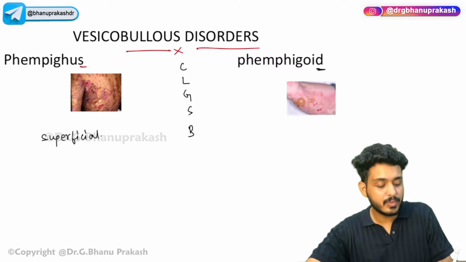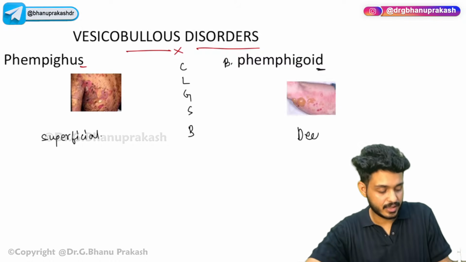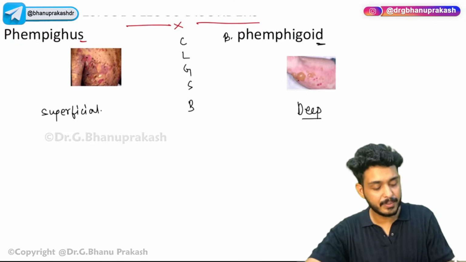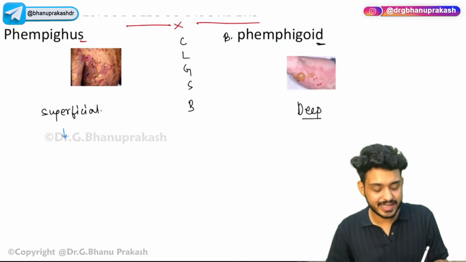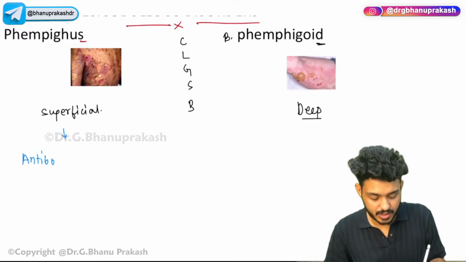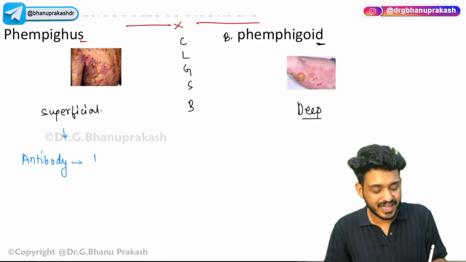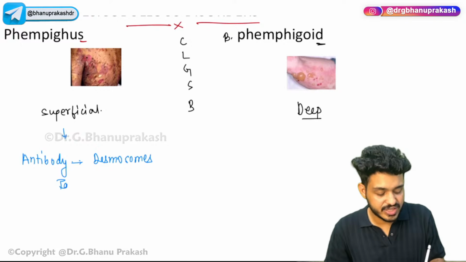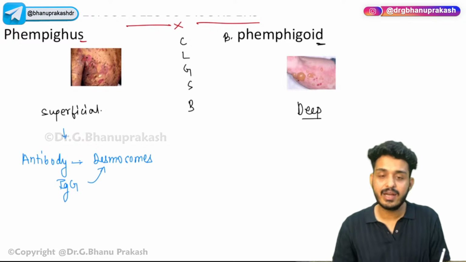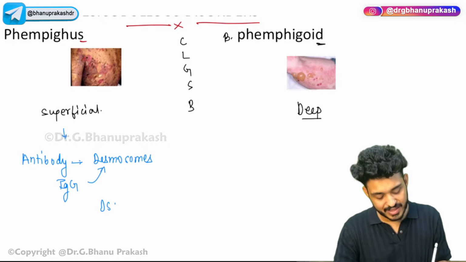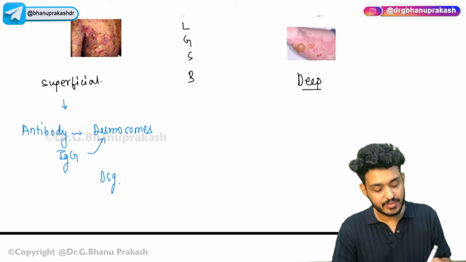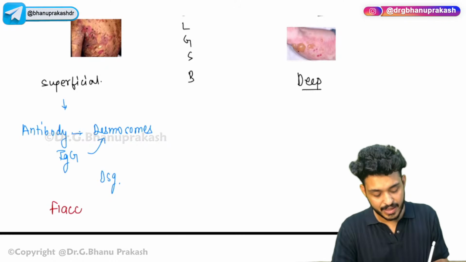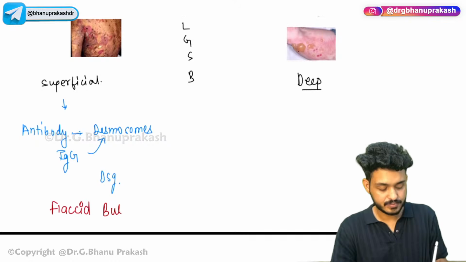Bullous pemphigoid is a deep blister. How will we remember? Just remember the one word. In pemphigus, what is happening? There is formation of antibodies. In pemphigus, IgG antibodies are formed against desmosome, and which desmosome? That is your desmoglein. And this type of lesion will have what kind of bulla? They will have flaccid bulla.